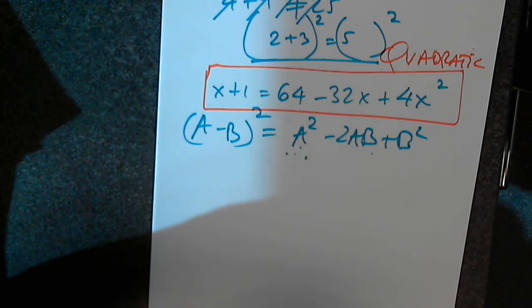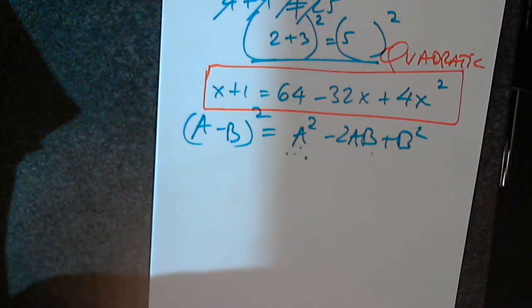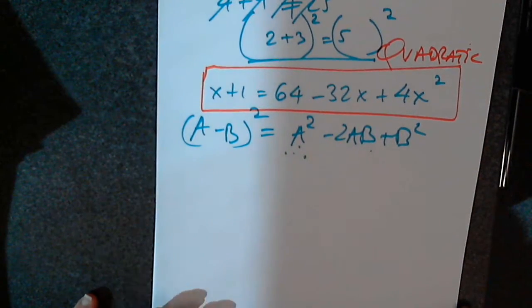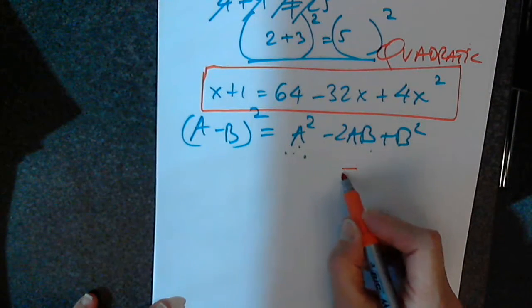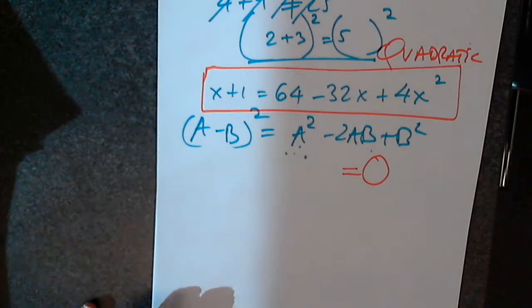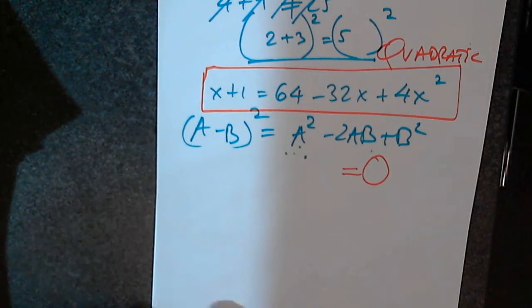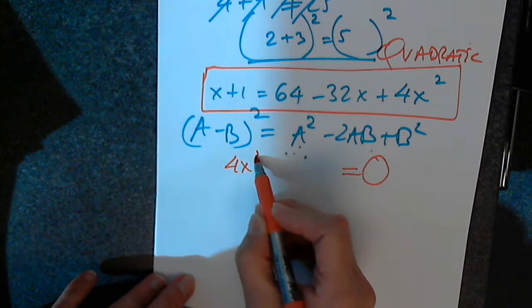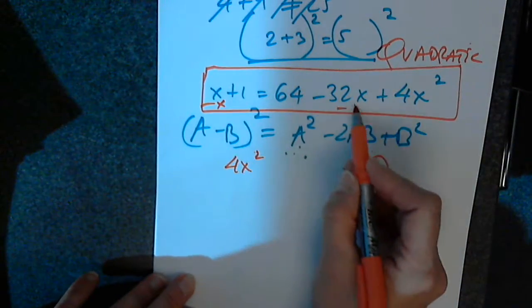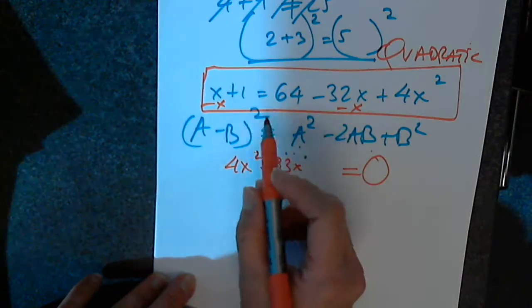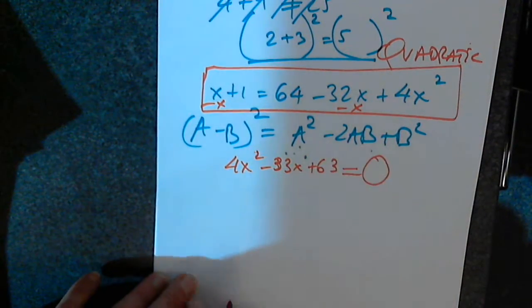Say it again. I cannot isolate the x's because that's in a linear equation. In a quadratic, I have to set it equal to 0 first, and then we'll see. Okay, so then I have 4x squared. I subtract x from both sides, so it's minus 33x. And I subtract 1 from both sides, which is positive 63.